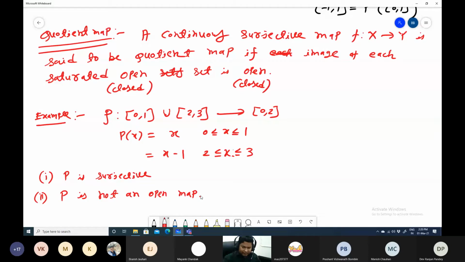Okay, it is not an open map. Why? Because the image of an X... that 0, 1 is open. Why is 0, 1 open? Because we have taken the subspace topology.